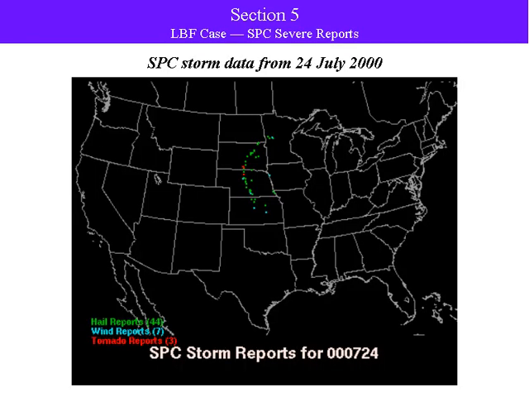These are the SPC reports for the 24th of July, and you can see that the severe storm reports pretty much followed that theta E ridge right from northeastern South Dakota on into central Nebraska.